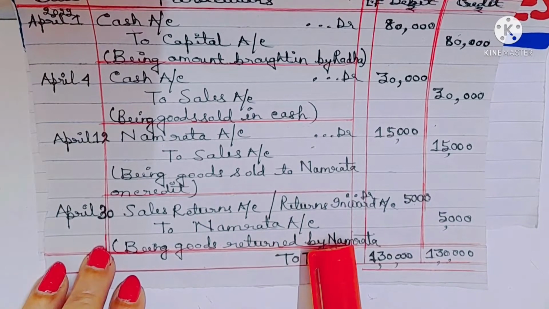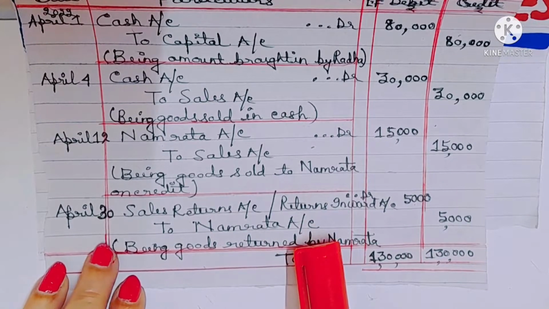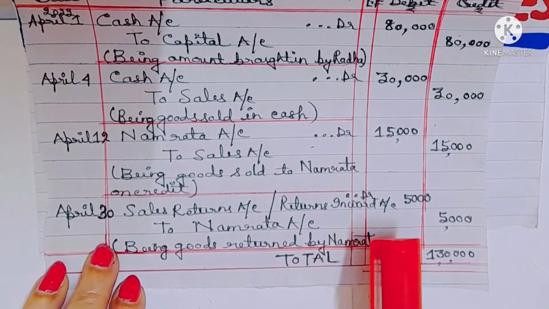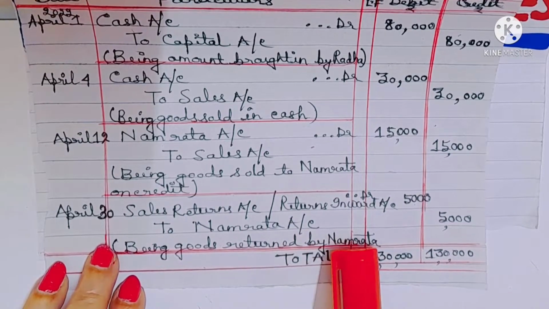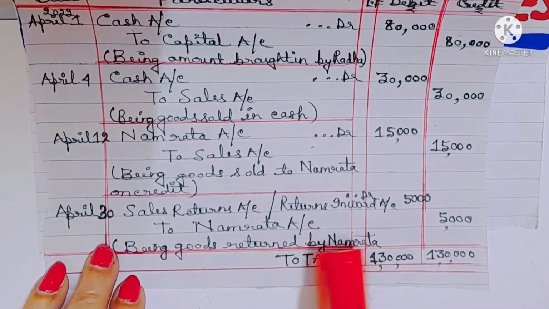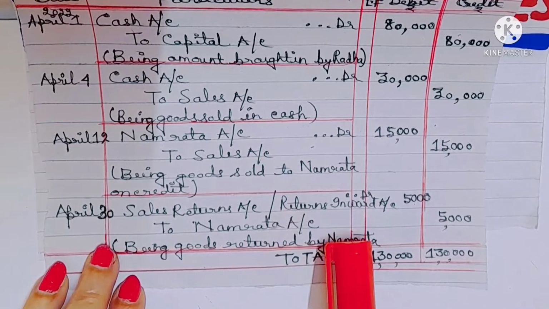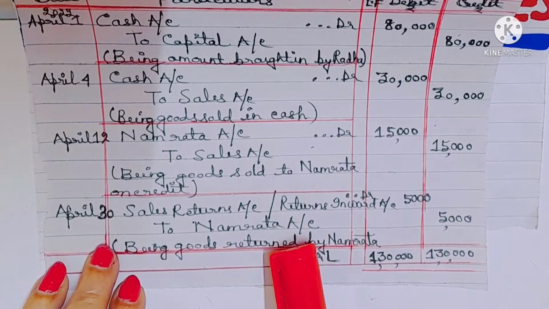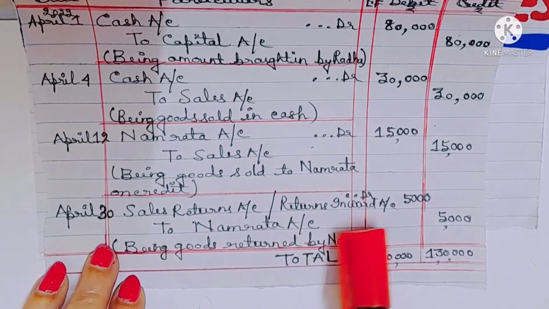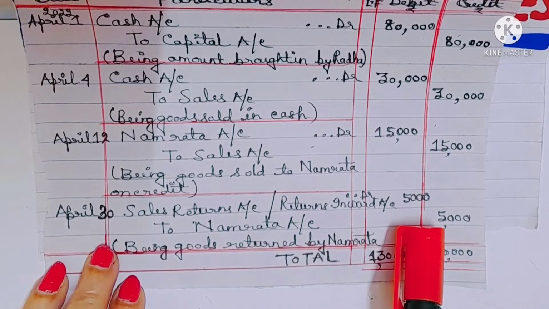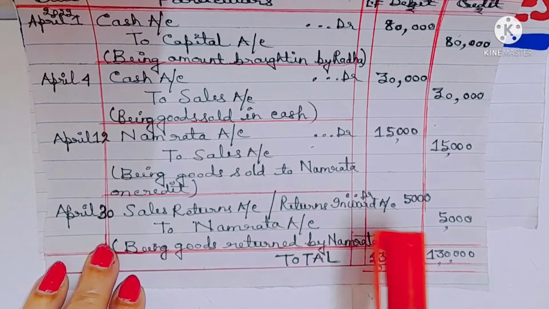Understood? Why is Namrata account credited? Because Namrata account falls under personal account. Namrata is the giver of goods. When she is returning goods to Radha, Namrata is the giver of the goods. So that is the reason, according to personal account, the giver of the benefit is credit. So Namrata account should be credited.